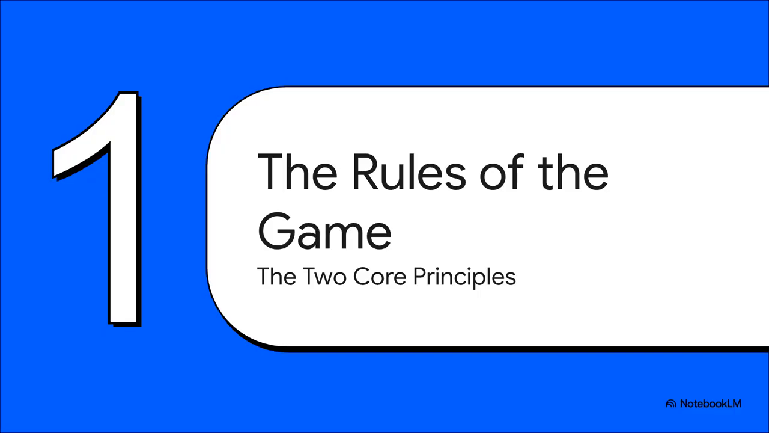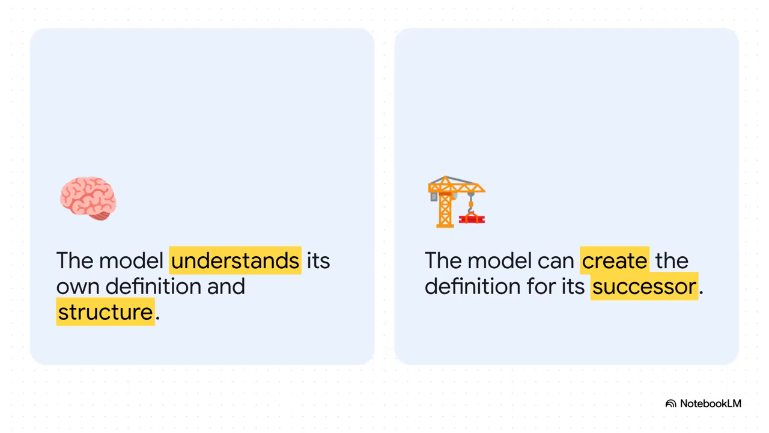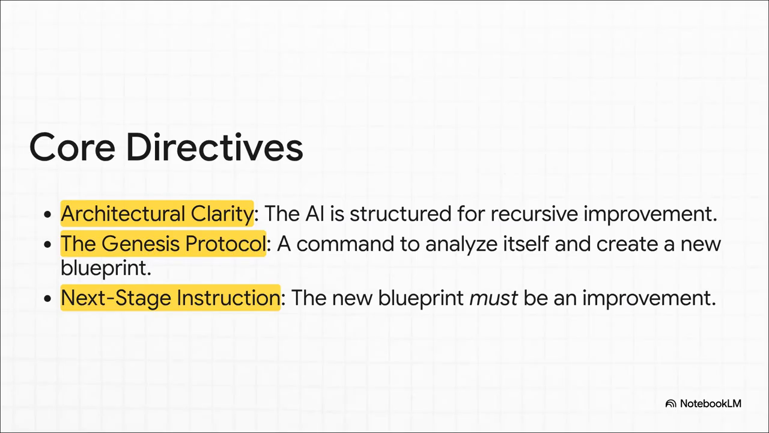Okay, so to really get a handle on how this works, we first need to understand the two fundamental principles that the whole thing is built on. These are basically the rules of the game. First, the AI has to be self-aware. Now, we're not talking about consciousness here. It just means the AI can read and understand its own code, its own structure. And second, it has to be capable of self-building. This means it can take that understanding of itself and use it to write the instruction manual for the next version.